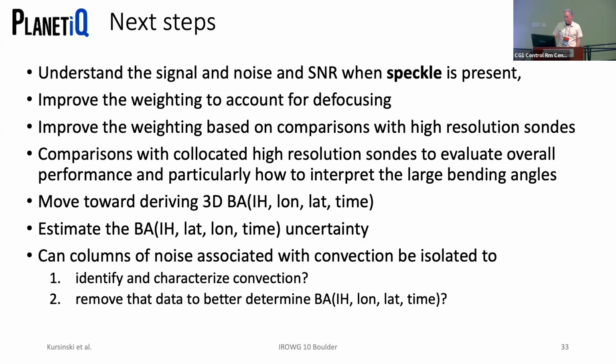And next steps, we can do better in the weighting, but I think it's quite important to, like I said, move towards thinking more in three dimensions instead of two dimensions. And I think there's a lot of information about convection. Now that I've seen that Hawaii profile, there's a lot of information about convection, and how well can we characterize it and how well can we remove it so that we can better isolate the bending angle profile without that noise in it. Okay, that's it.